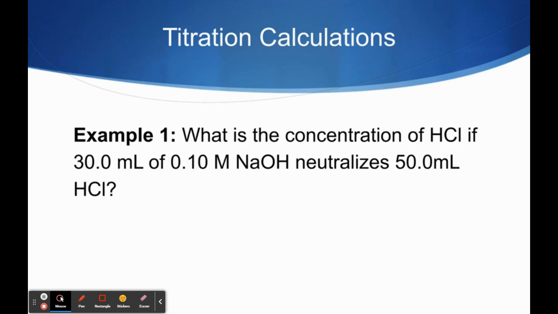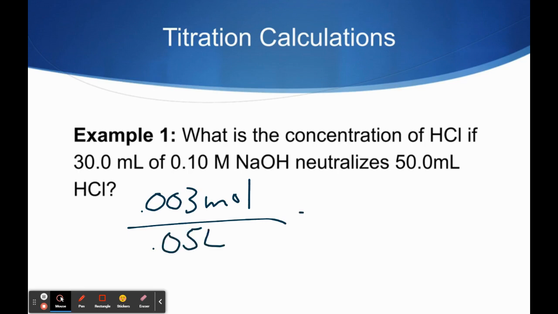So our moles of HCl are 0.003 moles, and our volume of HCl that is used is 50 milliliters. We want to use 0.05 liters. So when we solve that, we get 0.06 molar HCl. So the concentration of the HCl was 0.06 molar.